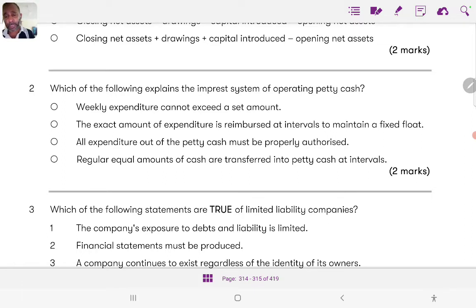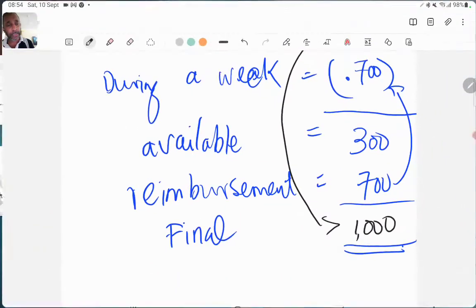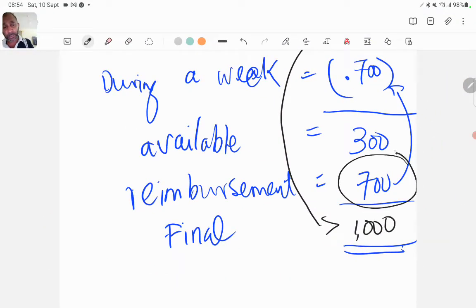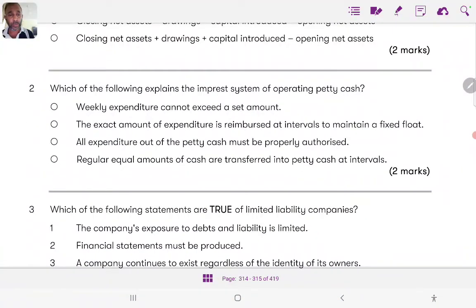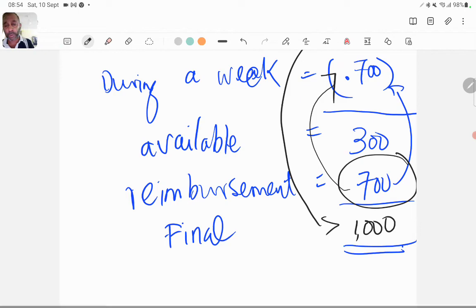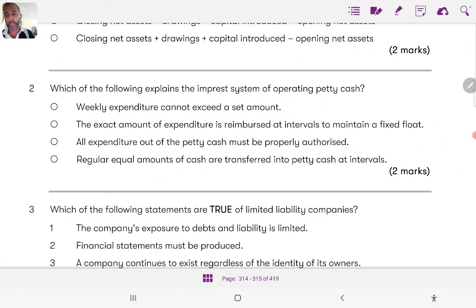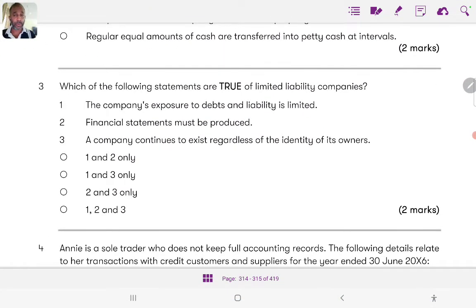So if you do that, this will meet the condition that we discussed here. See, the exact amount of petty cash reimbursed is equal to the expenditure that we incurred. So answer is option number 2. For question number 2, answer is option number 2.